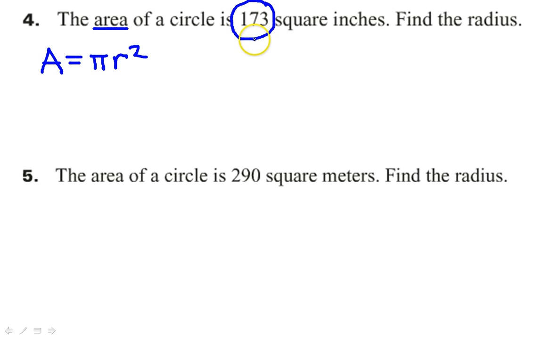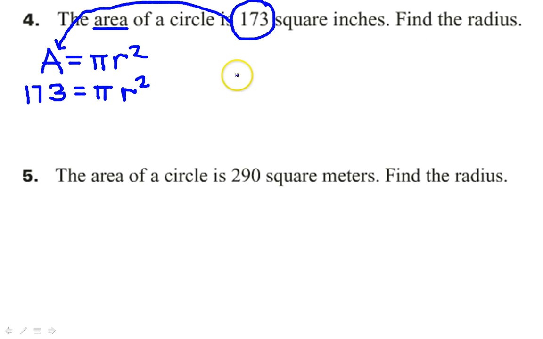So what do you think I'm going to do with this 173? Substitute it. I'm going to substitute it where the A goes. All right? Don't get crazy and put it in where the R is. This is the area. So it goes where the A goes. So I'm going to have 173. You getting this, brother? You focusing? You with me? Fantastic. So that's going to give me 173 is equal to pi r squared.